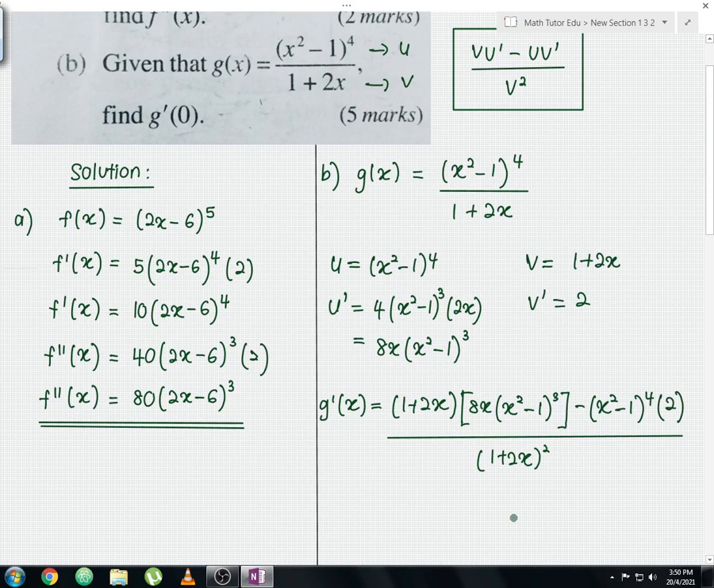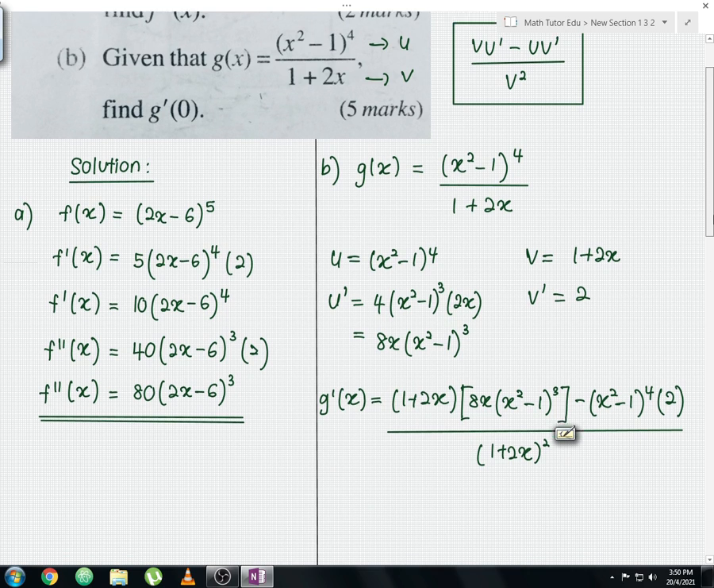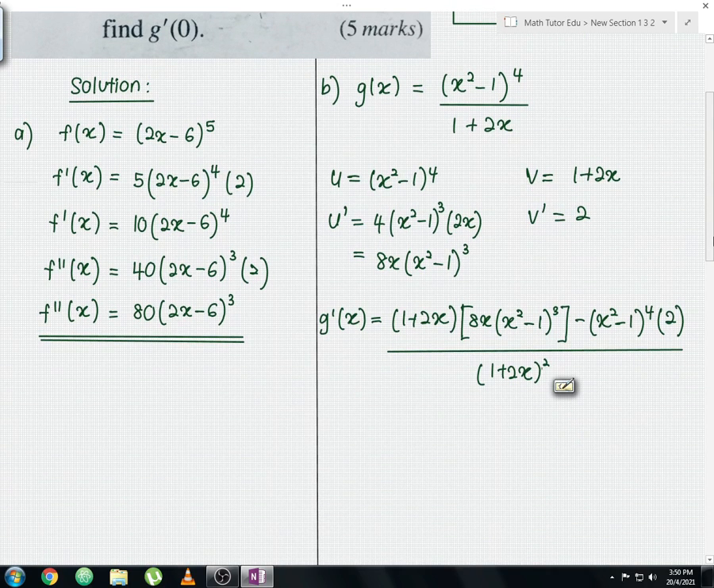Okay, I hope you guys are clear. So let us continue the expansion. For the next step, what you can do is 1 plus 2x, we can times with 8x. So from here your g prime x will be equals to 8x plus with 16x square.